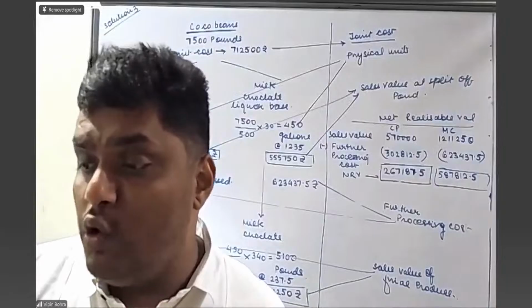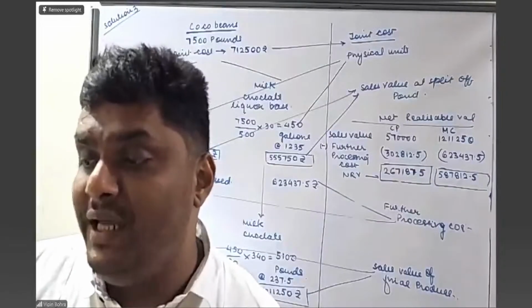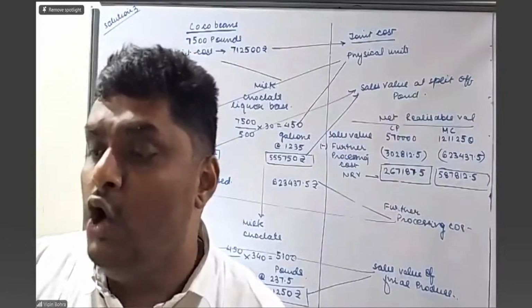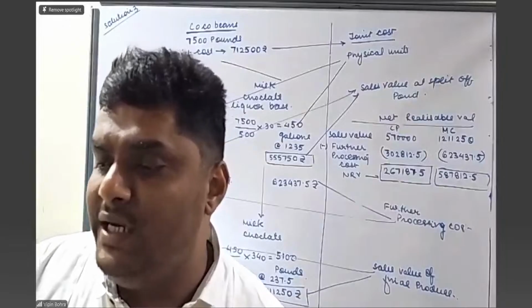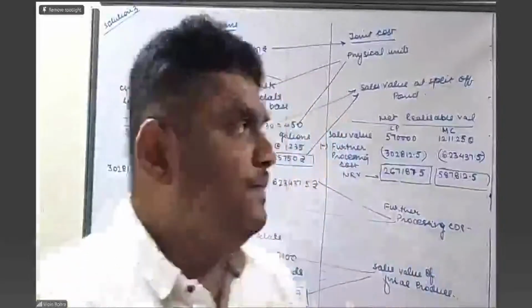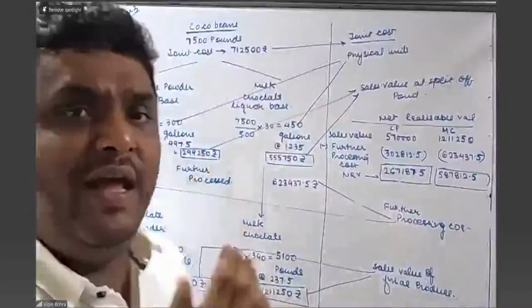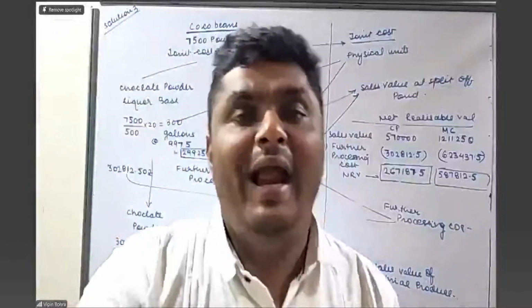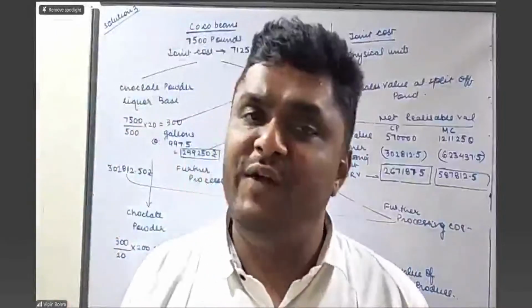Further, the third part: could Pokemon have increased its operating income by a change in its decision to fully process both of its intermediate products? Herein, very simple. You have to compare how much profit we are getting before further processing and how much profit we are getting after further processing.